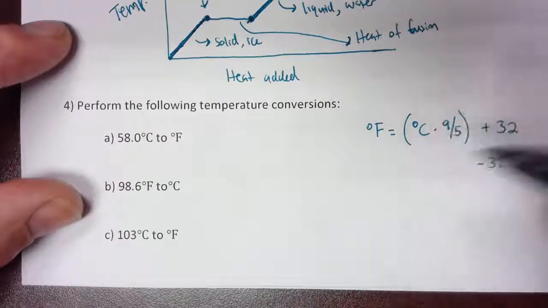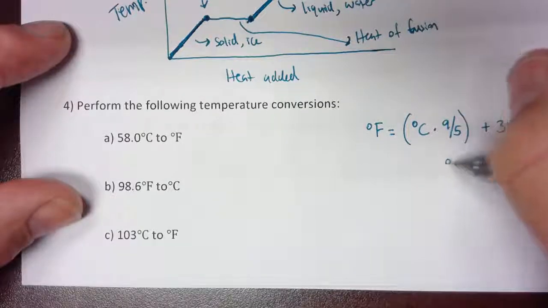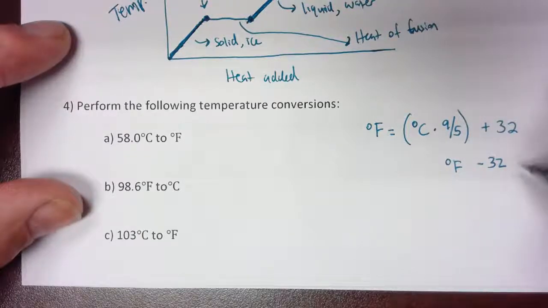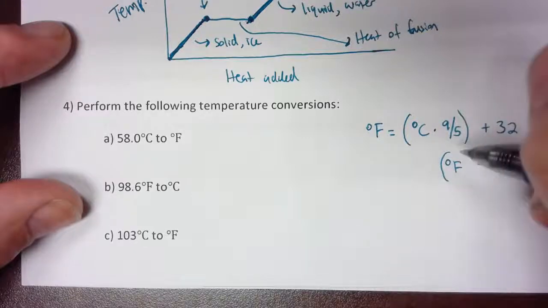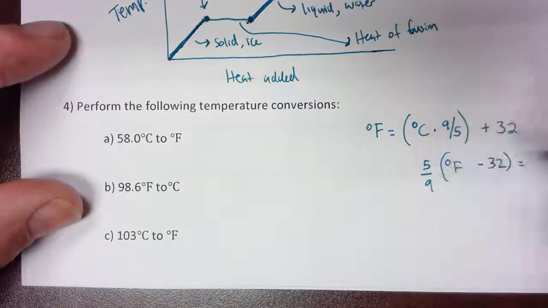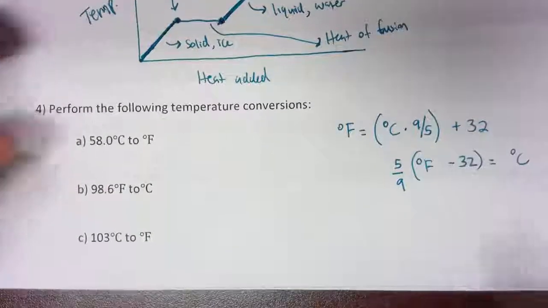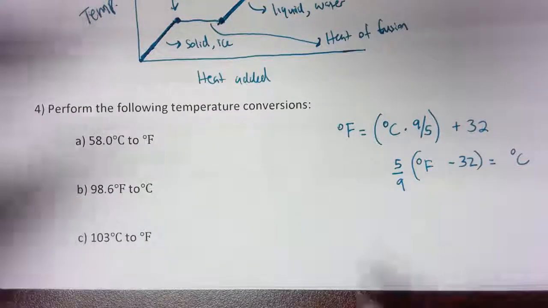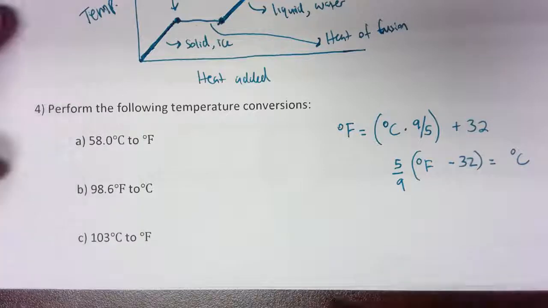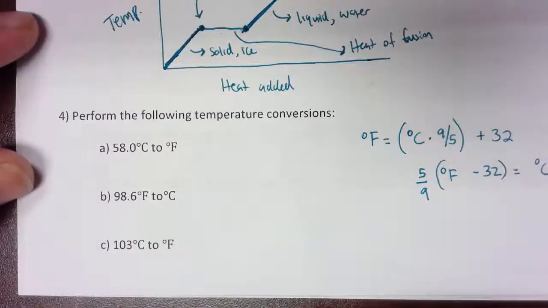Okay, and if we algebraically manipulate that to get the other one, we then find that degrees Fahrenheit minus 32 times 5/9 is equal to degrees C. Okay, so you can memorize both, or you can just memorize one and manipulate to get to the other one.